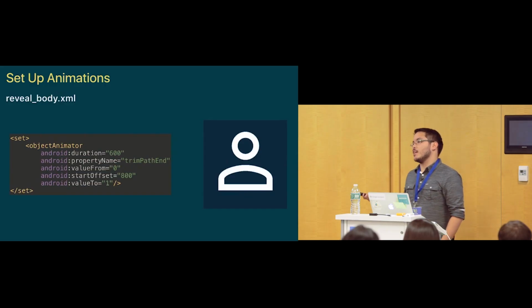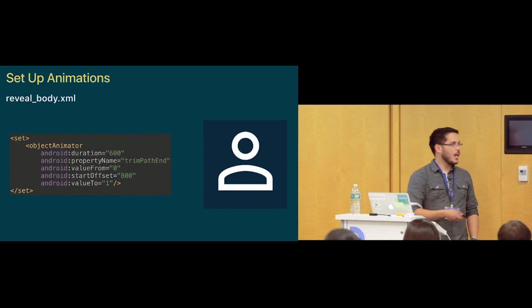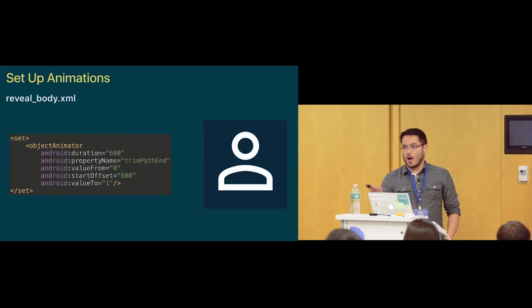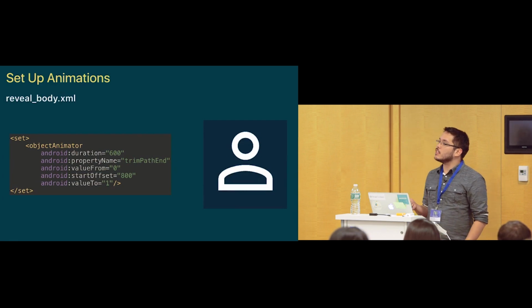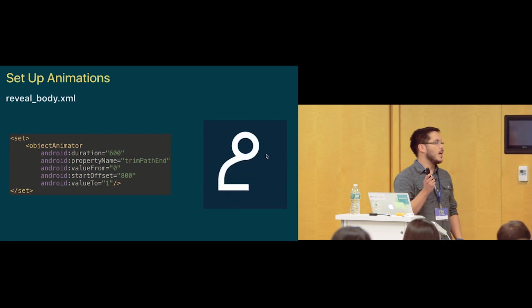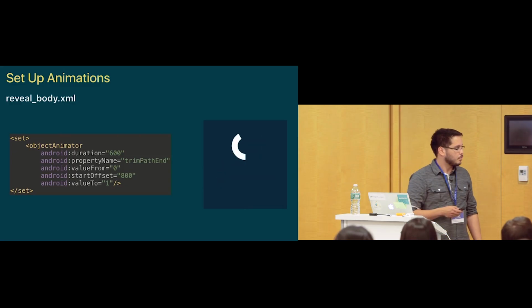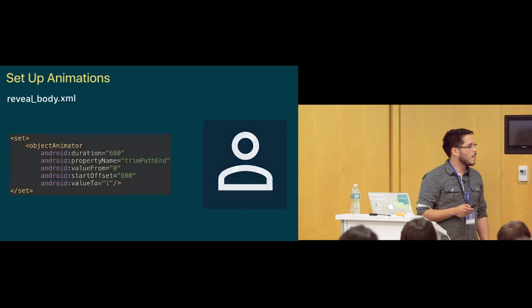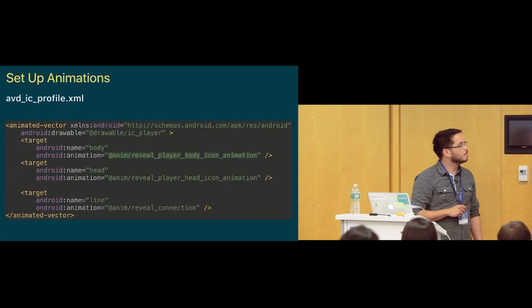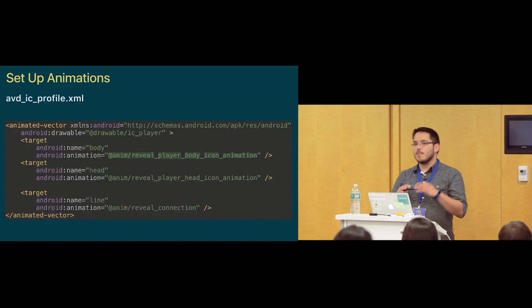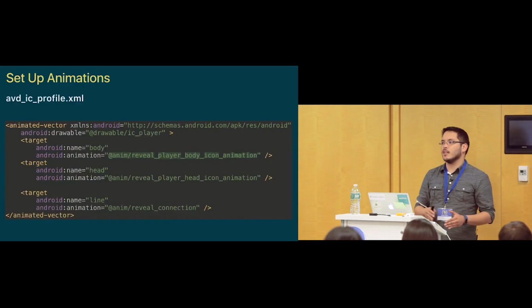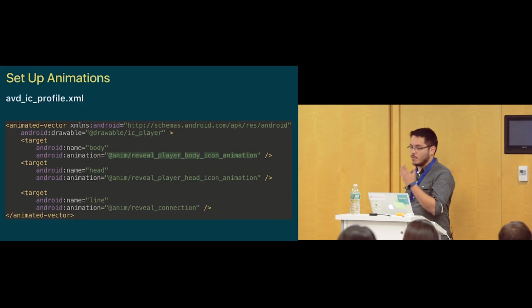And at the end, we're going to have to show the body. Again, I'm using a start offset to synchronize and make sure it starts at the same time. And I'm going to go from value 0 to 1. So at the end of it all, you have your animations for each part of your icon, and then you have your icon on the vector drawable.